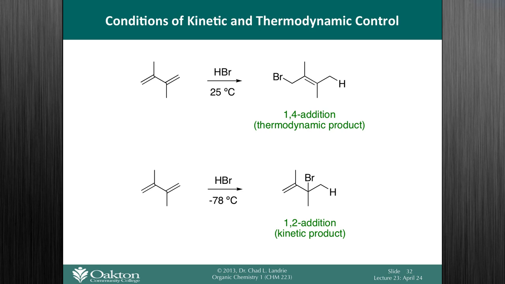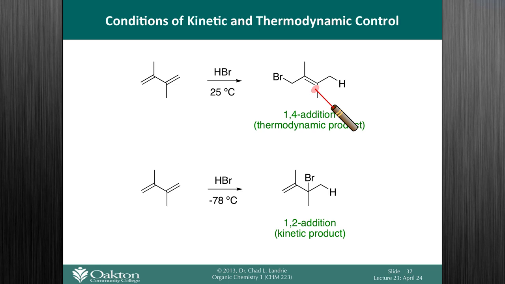If we look at this example, we can see that here we're adding HBr across this conjugated diene at 25 degrees Celsius. We'll assume that that's thermodynamic control. That's a fairly high temperature. Thermodynamic control is 1,4 addition. Protonate the least, always, and then bromide adds to the least substituted carbocation resonance structure so that when that double bond moves to that position, I get the most substituted alkene as a product.